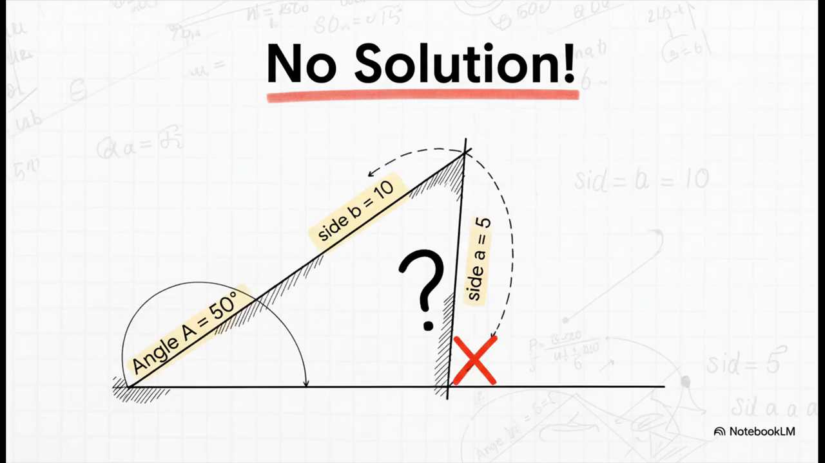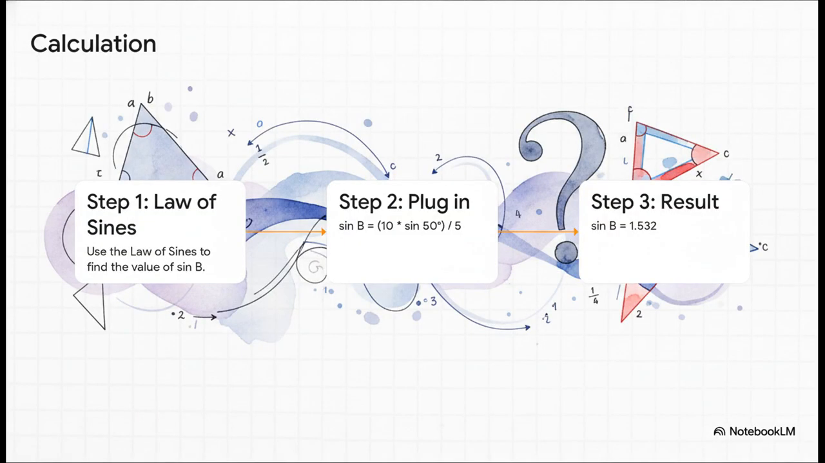Angle A is 50 degrees. The side opposite it, A, is 5, and the other side, B, is 10. We've got our classic side-side-angle setup. Let's see what the law of sines has to say about this. We just set up our ratio from the law of sines to figure out the sine of angle B. We pop in our numbers, that's 10 times the sine of 50 degrees, and we divide the whole thing by 5. When you punch that into a calculator, you get a number around 1.532.